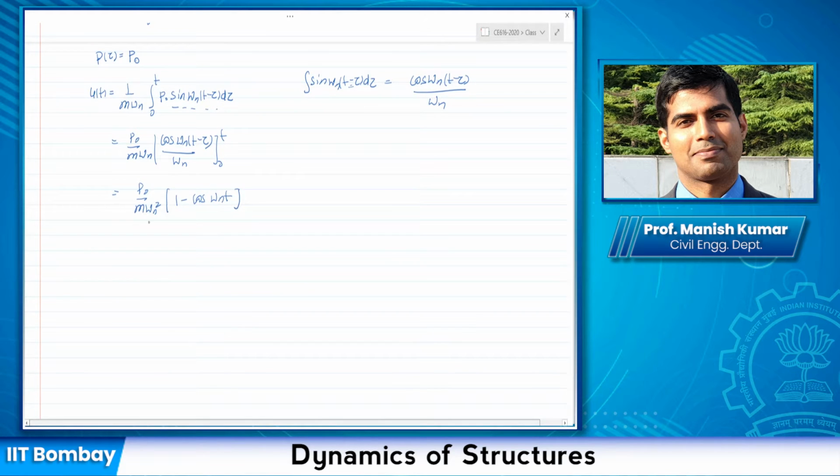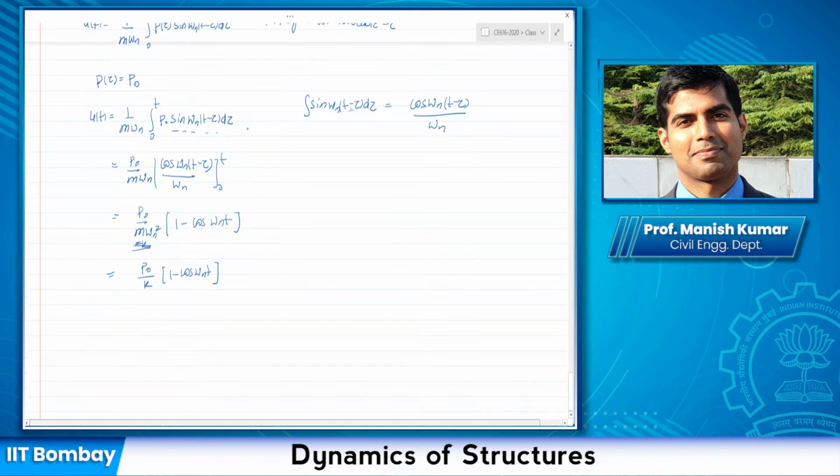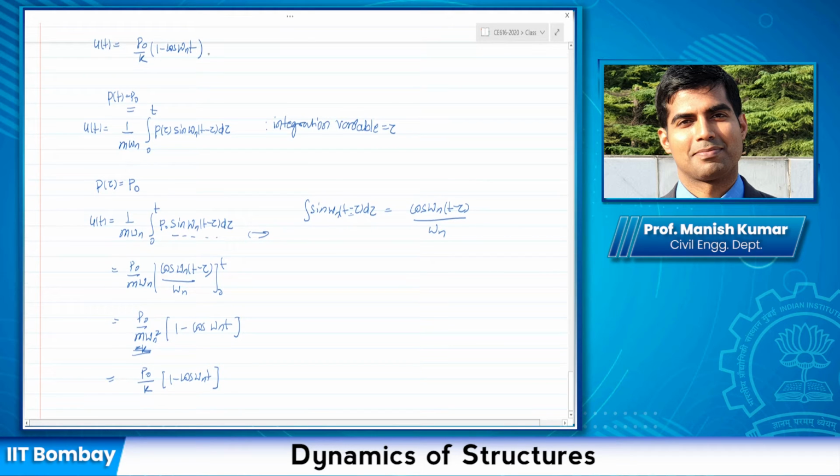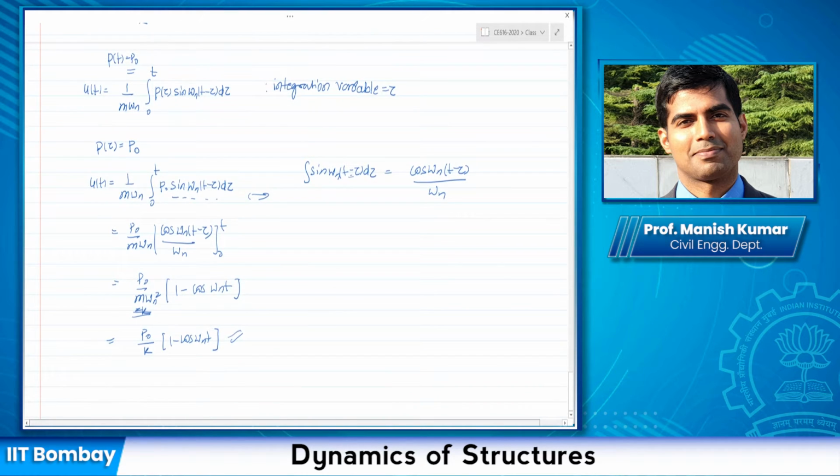Now remember, m omega n square is nothing but k. Okay, k is equal to m omega n square. So this I will write as P naught by k times (1 minus cos omega n t). So although I have taken a large number of steps just to demonstrate to you, I could have directly written this and calculated it in one step. Okay, but I just wanted to show you. It is not as difficult. So if you look at it, the expression using the conventional method and the expression using the Duhamel integral come out to be the same. Okay, and we can utilize any of these methods to find the solution.